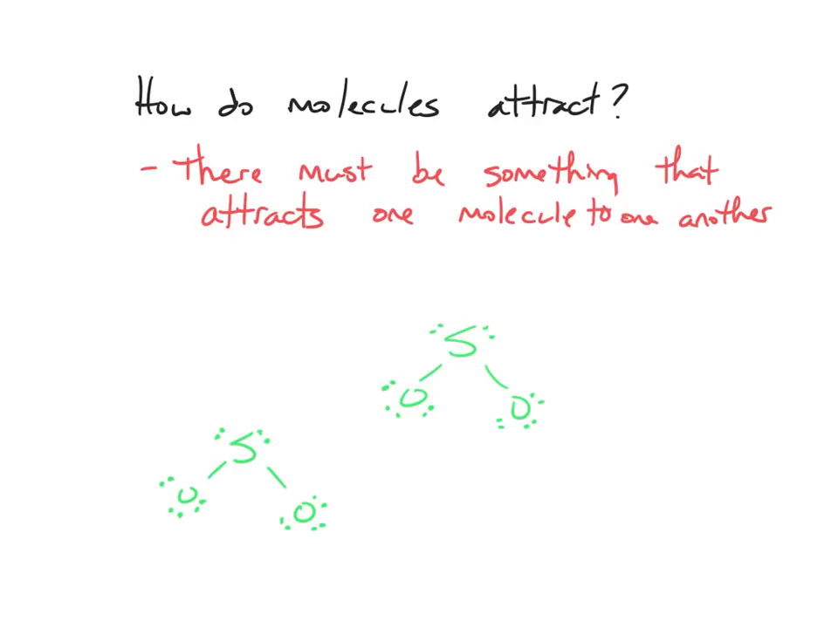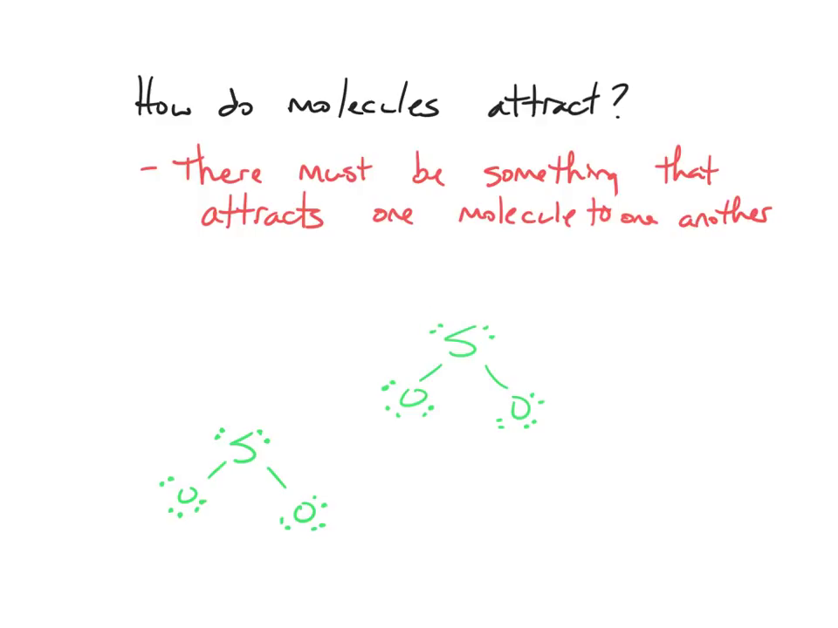Here I've drawn two SO2 molecules. And as you can see by the way I drew them, they are bent, and that is one of the shapes that is always polar. We know it's bent because it has two bonding domains and two lone pair domains. That is true of both molecules: two bonds and two lone pairs.